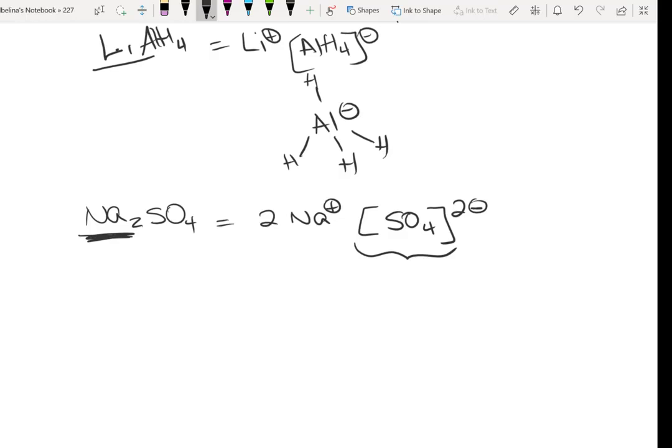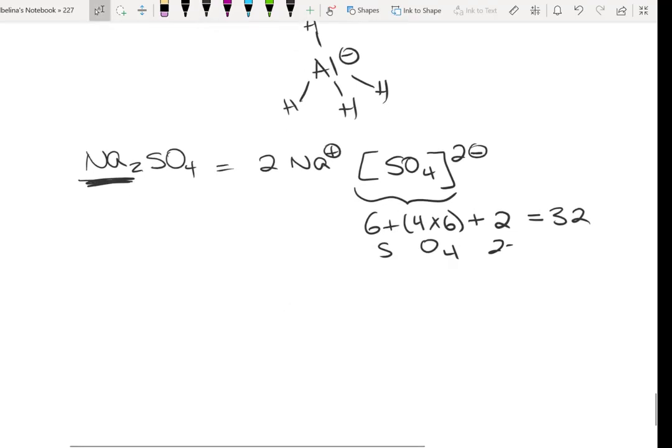So you have 6 plus 4 times 6, and then you have a charge. It's a negative charge, so that's actually going to add electrons to the total. So again, this was sulfur, and then O4, 2 minus. That gives us, how many electrons is that? 32. Okay, you didn't actually need to do this.